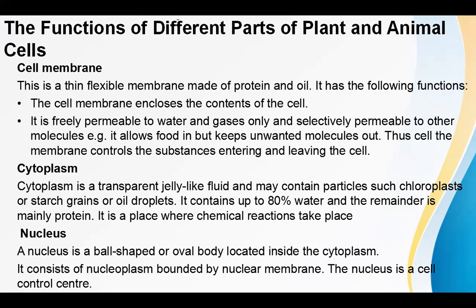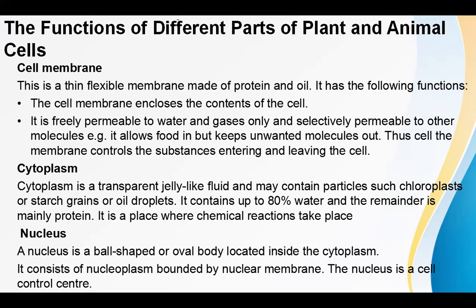And the second one, it is freely permeable to water and gases only, and is selectively permeable to other molecules. This means, for example, it allows food in, but it keeps unwanted molecules out that are not needed for the cell. Thus, the membrane controls the substance entering and leaving the cell. The second one is the cytoplasm.